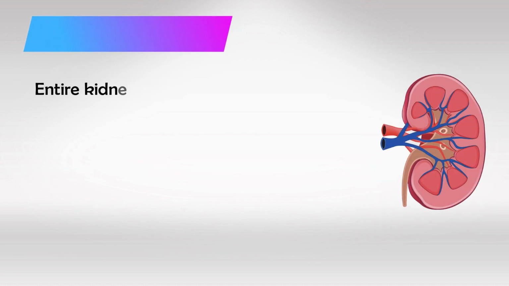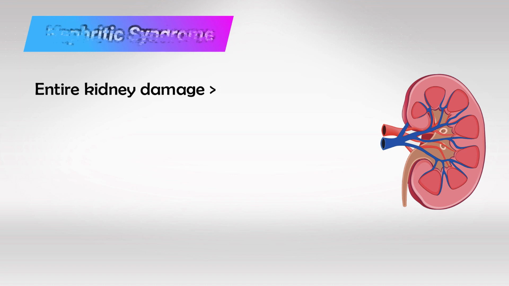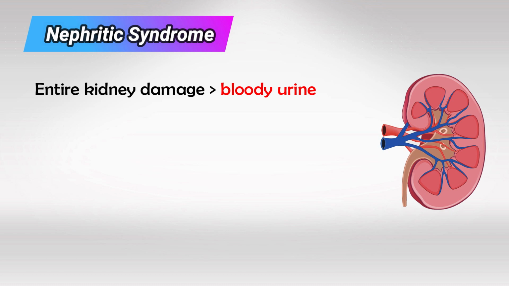Now, unlike nephrotic syndrome, where we only have one type of cells that is damaged, in nephritic syndrome we have an inflammation involving the entire kidney. So all types of cells in the kidney will also be affected. Understandably, this will cause shedding of some cells of the kidneys itself into the urine, and will also be a lot of blood.